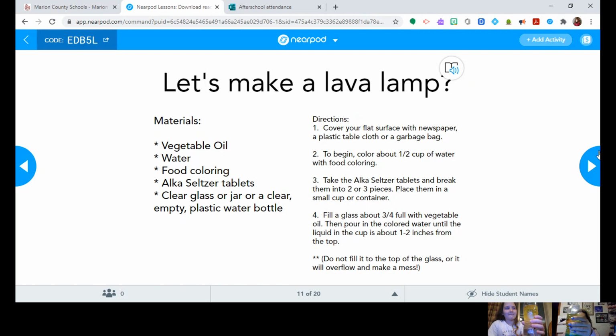Okay, so now, do you have your water on the bottom? Yeah. Oil on the top. Okay, now you have your little bubbles in there, right? Okay. Yeah, so why is the oil and the water separated? Because the water's heavier than the oil.